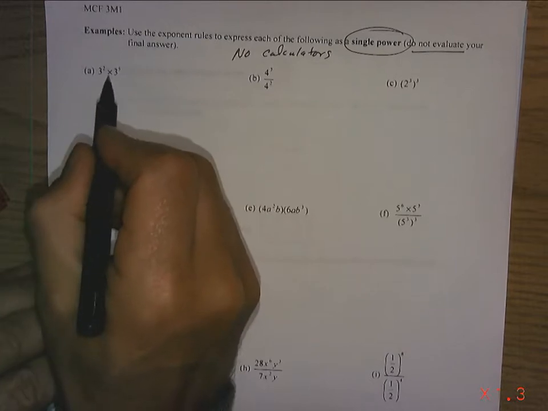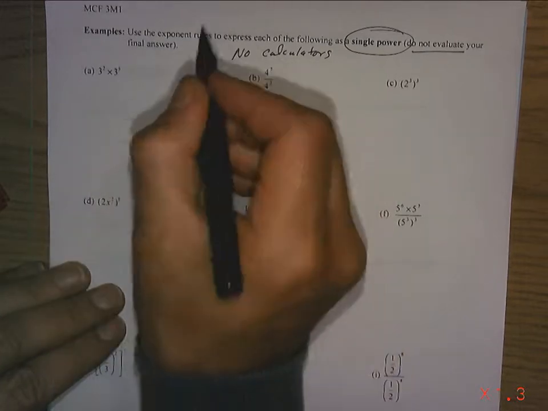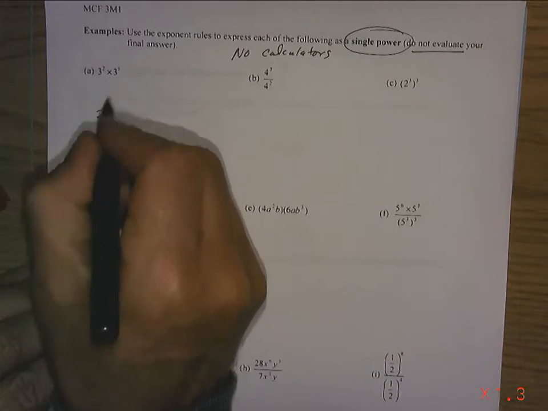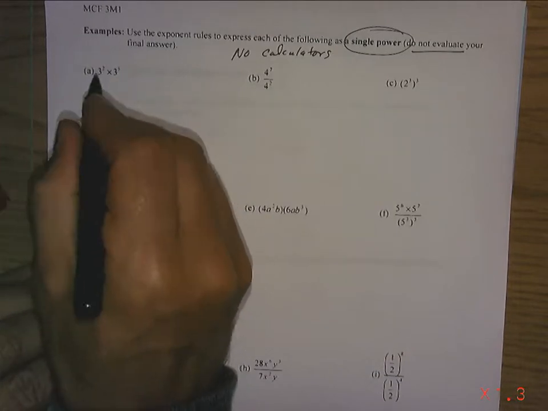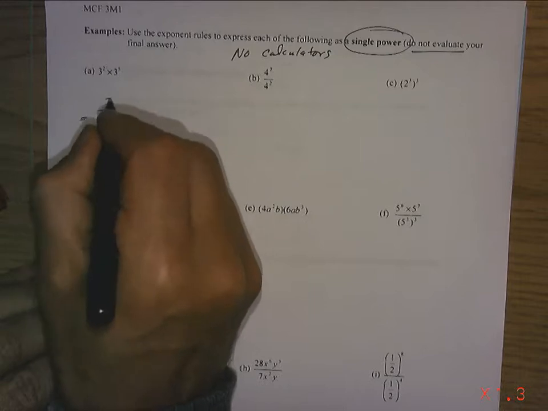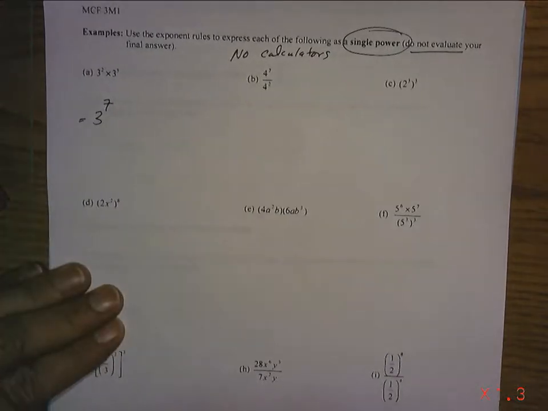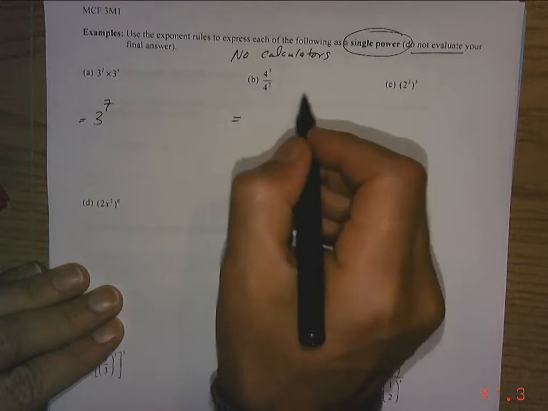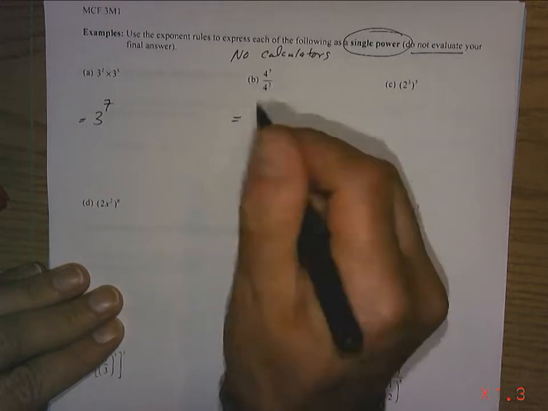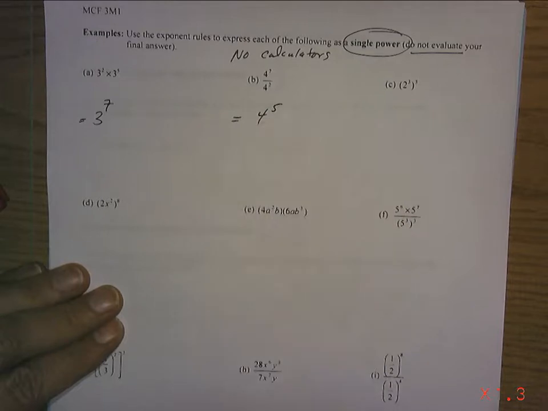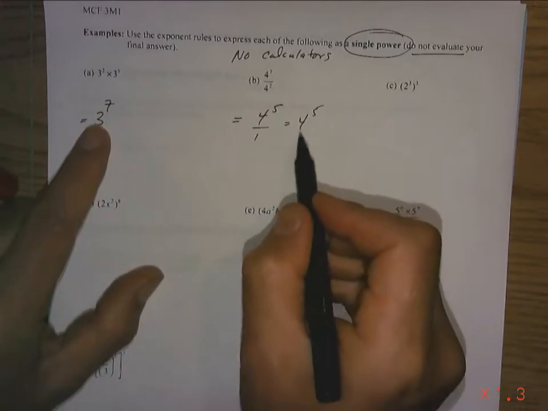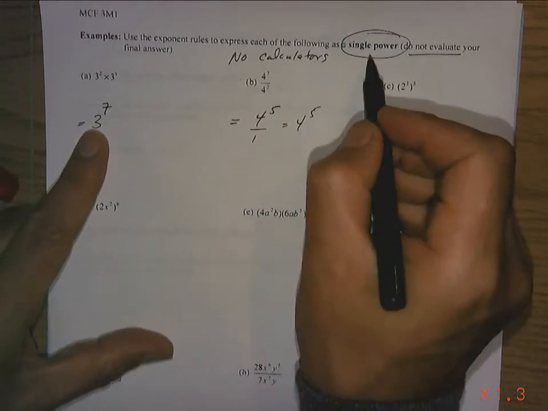So 3 to the 2 times 3 to the 5 being expressed as a single power. So the base is 3, they're the same, and I can add the exponents. So there's 2 3's here, 5 more 3's here, so that'll be 7 3's in total. Pretty simple. I've got 7 4's on top, I've got 2 4's on the bottom. Where are there more 4's? On the top. And how many more? 5. And if you're worried about top and bottom, that's the same as 4 to the 5 over 1, or 4 to the 5. And notice we're not evaluating these, we're not using a calculator, we're writing them as single powers.